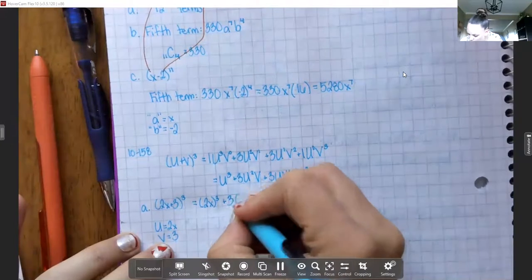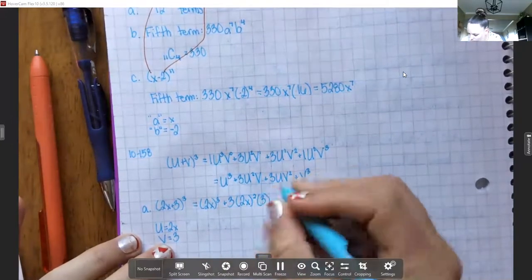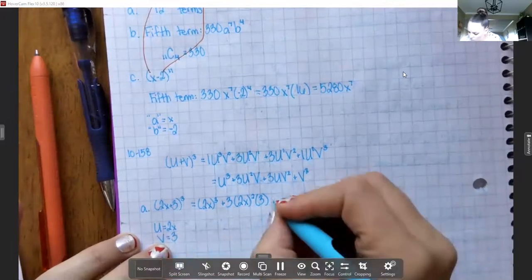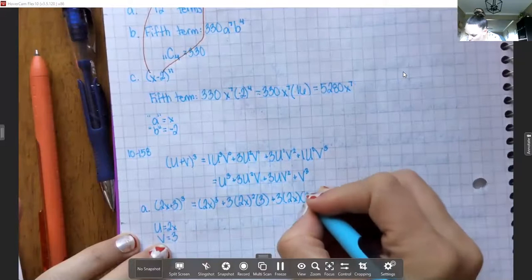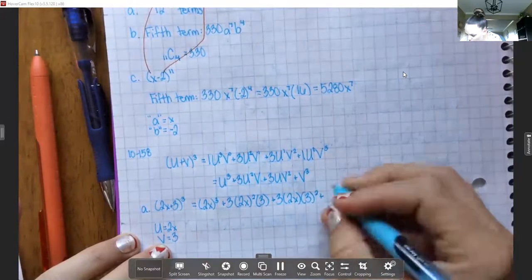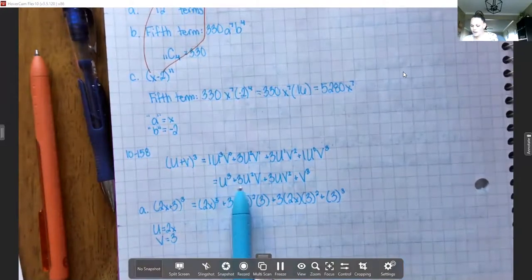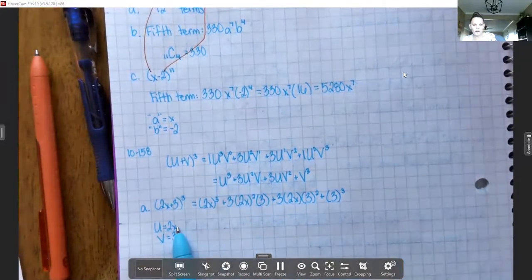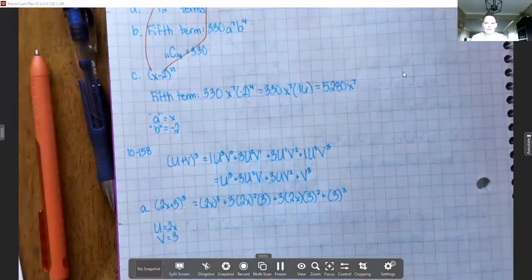Plus 3 times 2x squared times 3 for v, plus 3 times 2x times 3 squared plus 3 cubed. So I just took this, and everywhere I saw a u, I plugged in 2x with parentheses, and everywhere I saw a v, I plugged in 3 with parentheses.